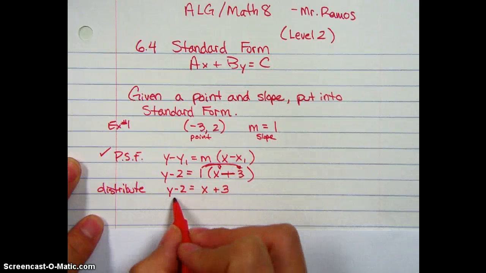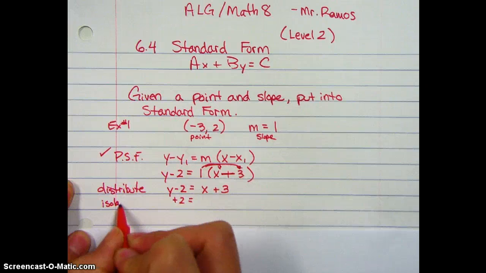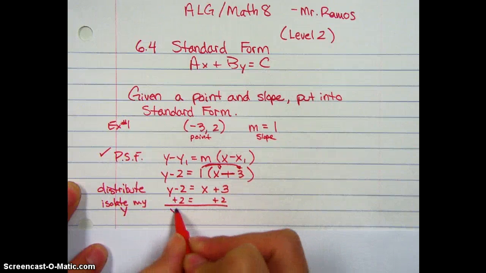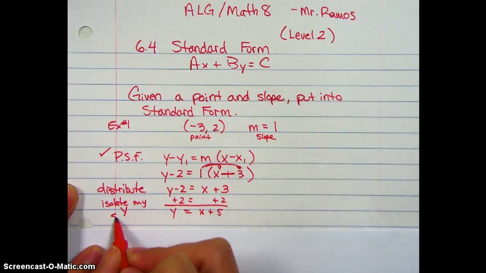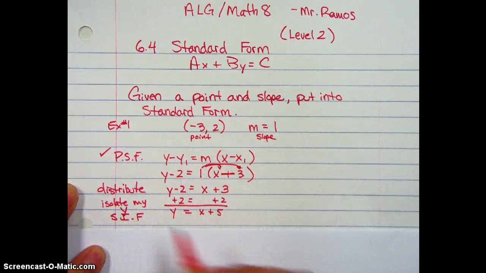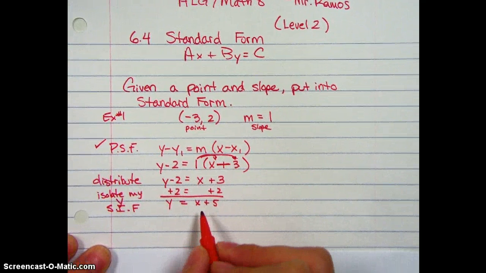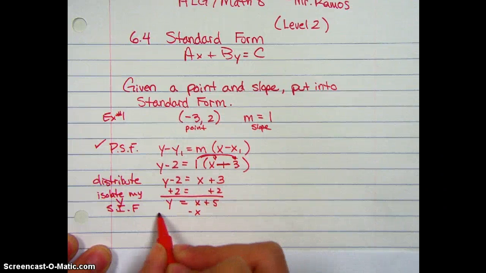Next, if I add this 2, I'm going to isolate my y value. So if I add 2 to both sides, I get y equals x plus 5, and that happens to be called slope-intercept form. And then the last thing I would do in this case is, it's very close to being standard form. Last thing I need to do is to move that over.